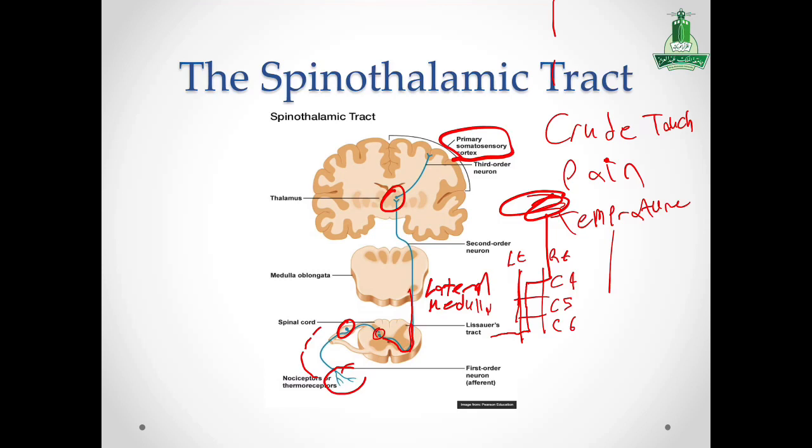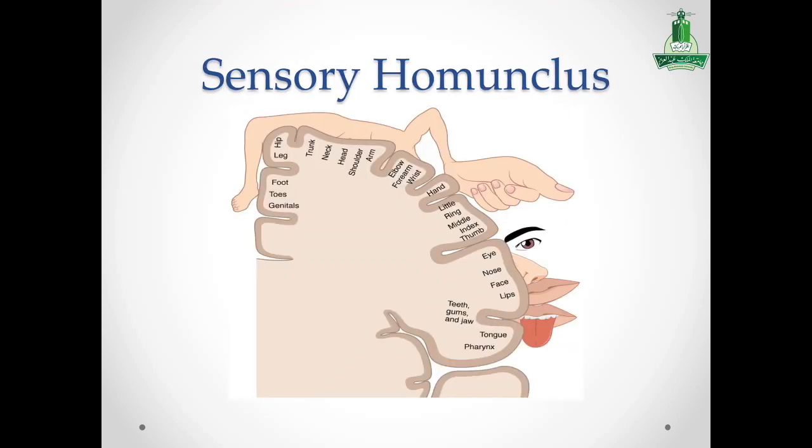So, just a quick reminder: dorsal column, discriminative touch, decussates at the level of the medulla. Spinothalamic, crude touch, pain and temperature, decussates at the level of the spinal cord. The next diagram relevant to neuroanatomy of sensory disturbances is the sensory homunculus.